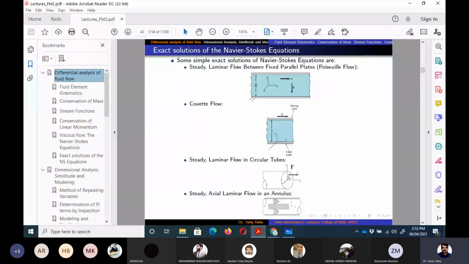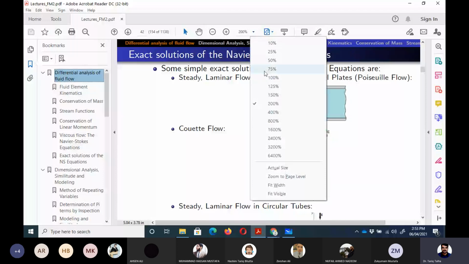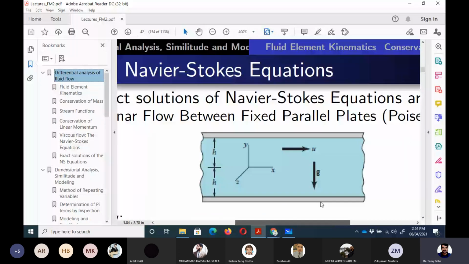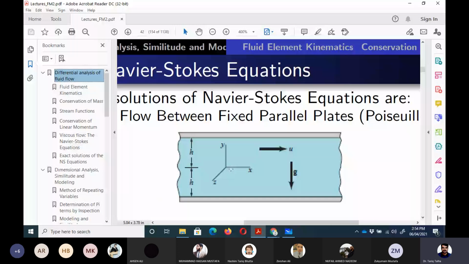Now we focus on getting the solution for the Poiseuille flow. If I zoom in a little bit, one thing I want to mention in the figure on the top is that the coordinate system is defined at the center of the plate rather than the lower plate. The reason is that after doing the solution, we will find out that the flow is symmetric along the center line. So that's why the y coordinate starts at the center, x similarly starts from here, and z is outward.